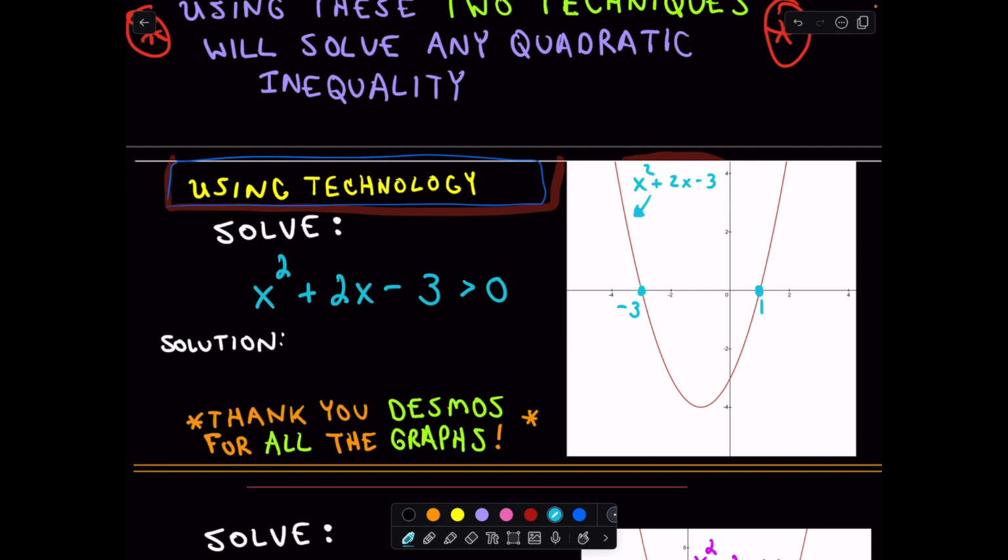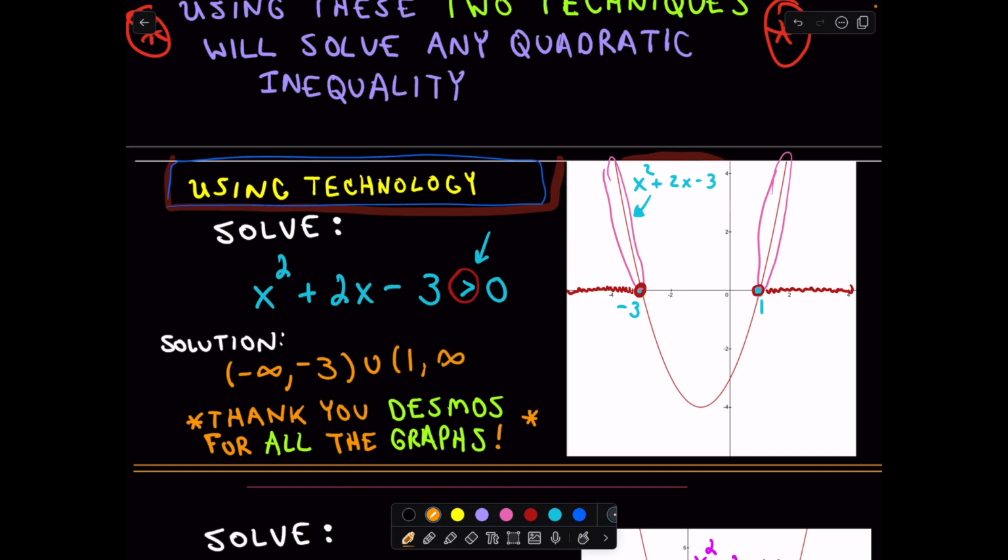And now I'm just doing what we did a second ago. I'm thinking, where is the graph above the x-axis? What are those x-coordinates? It's above the x-axis here, and it's above the x-axis here. What are the corresponding x values that go with those y values? The corresponding x values would be shaded to the left and shaded to the right. Notice I'm using open circles because, again, it's strictly greater than. So to describe that using interval notation, that would be from -infinity up to -3. We'll put our union sign, and then from 1 to infinity.